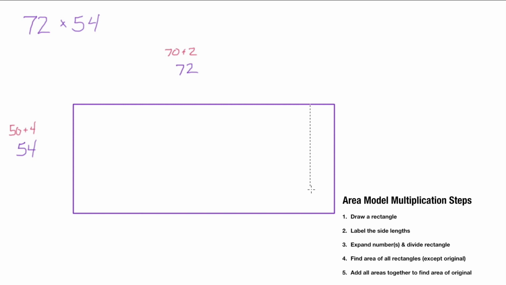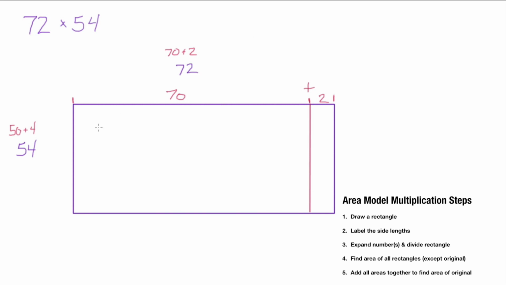So I'm going to take a line and divide the rectangle somewhere around here. Doesn't need to be perfect. And I'm going to relabel this side length from here to here. This is going to be 70 units. And this side length here from there to there is going to be 2 units. And of course 70 plus 2 equals 72.